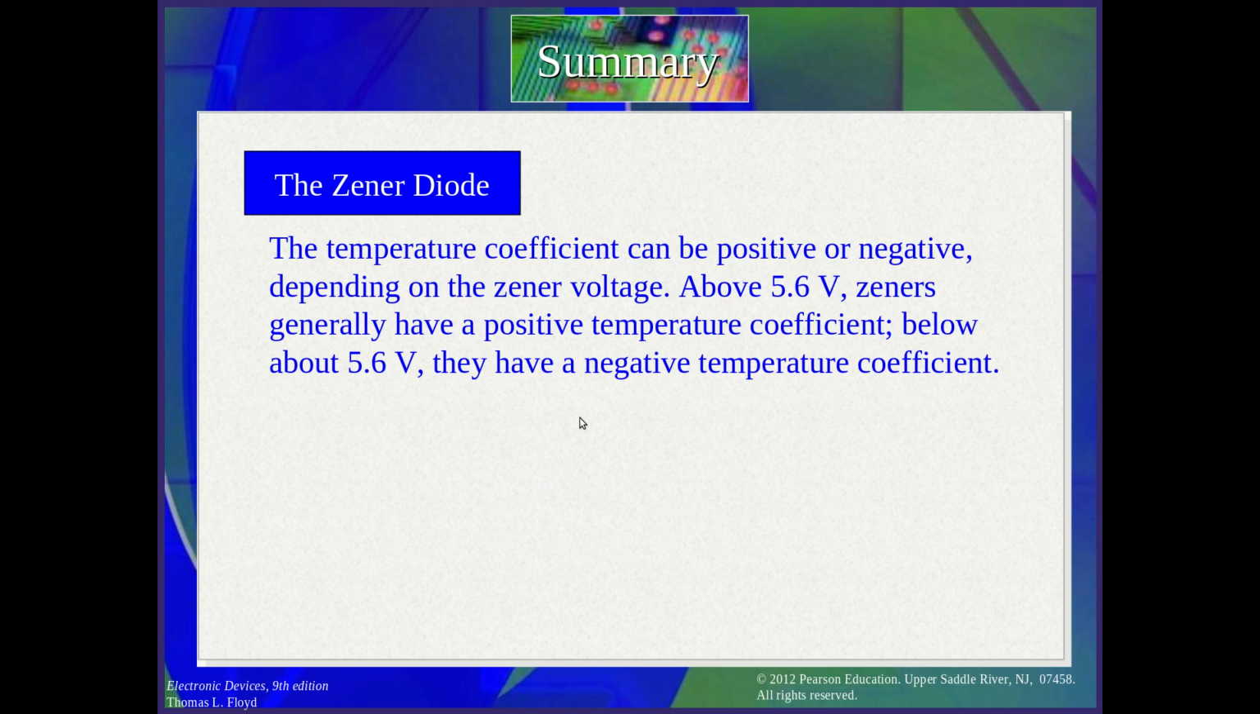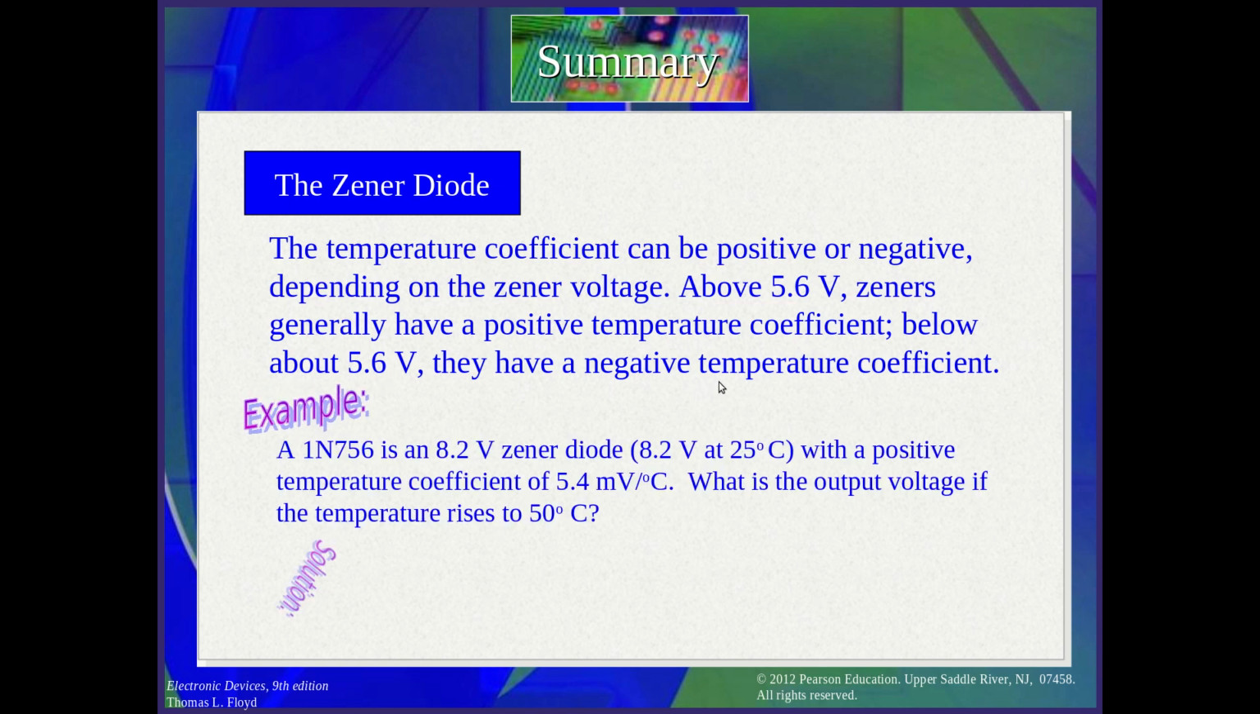It may be positive or negative, it depends. If it is above 5.6 for some types of diodes, it is generally a positive temperature coefficient. If it is less than 5.0, we name it negative. So we have an example here.